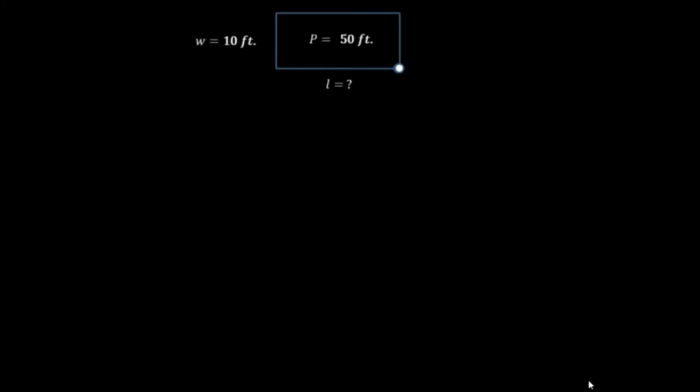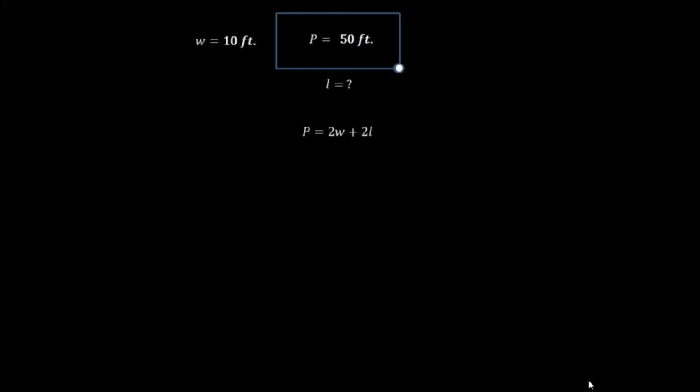In order to find something or solve for something in algebra, we need a statement that talks about what we know and what we are looking for. The perimeter formula talks about what we know and what we're looking for. We know about the perimeter and we know about the width, and we're looking for the length.